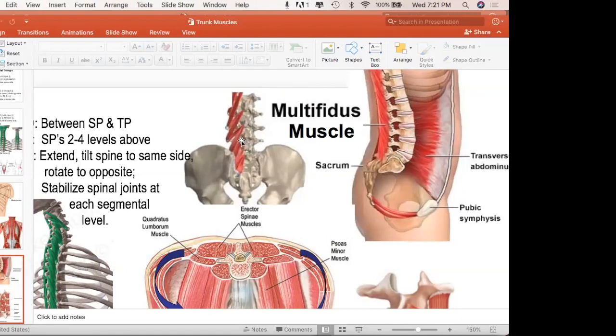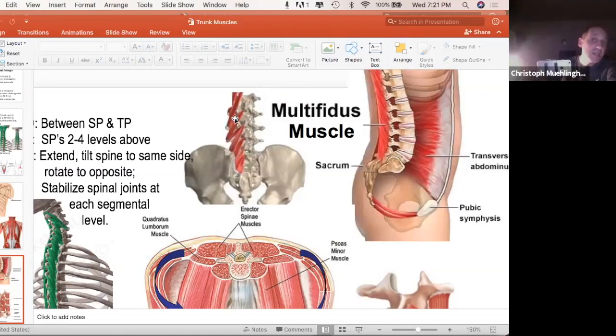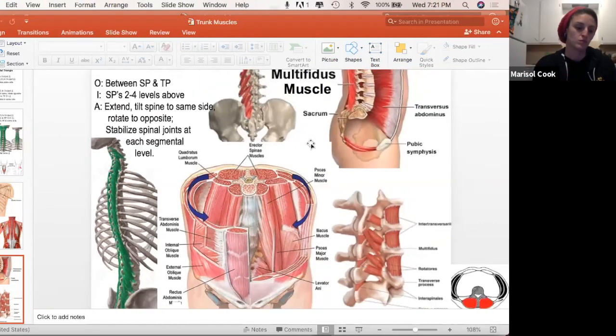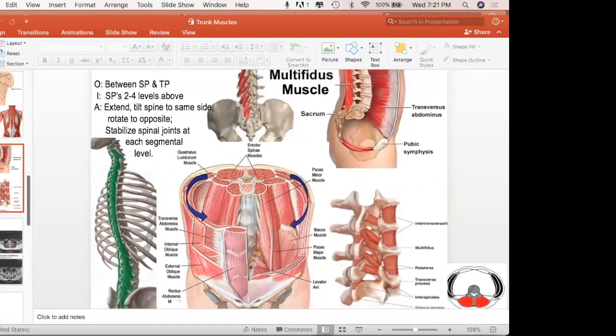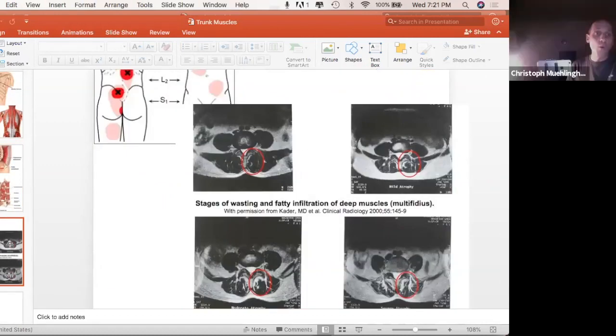And that's one reason why when that muscle is weak, the low back is not strong. Because then you put pressure on each segment, and that is not protective of these discs and these joints here. And that creates back pain. So that's why the multifidus muscle is also very important in low back issues.